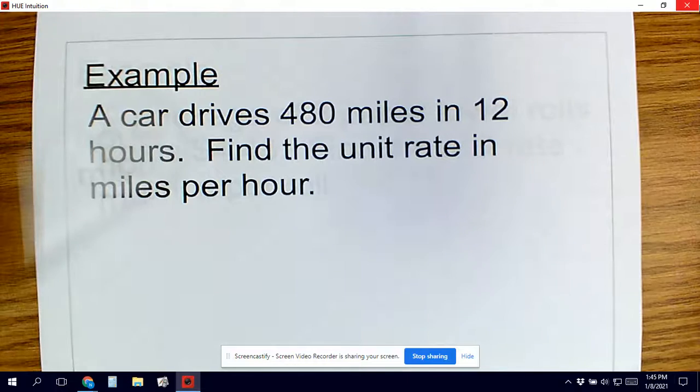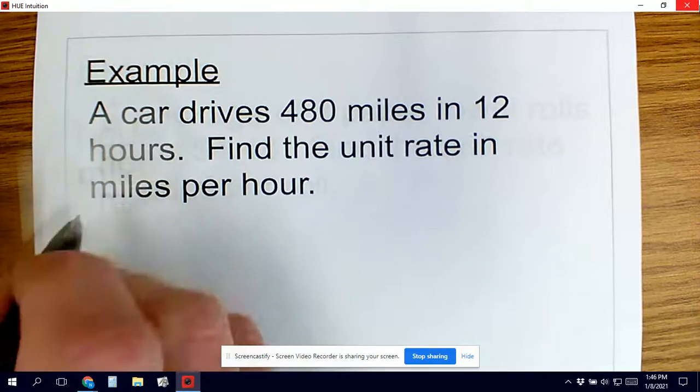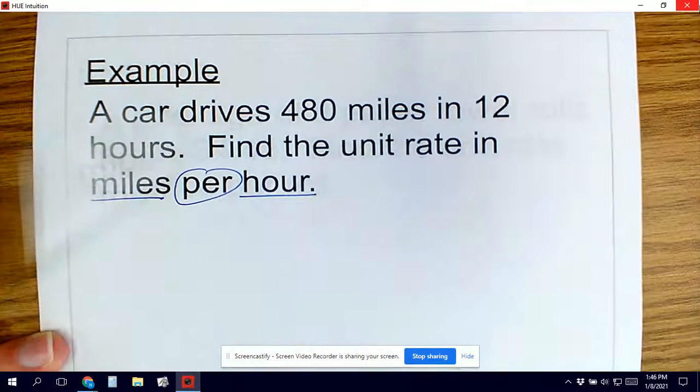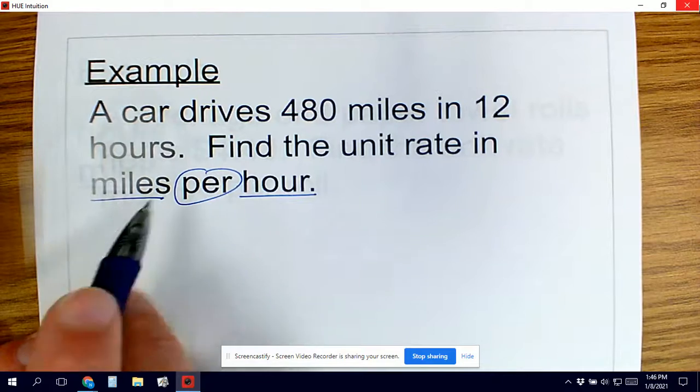All right, let's take a look at our first example. A car drives 480 miles in 12 hours. Find the unit rate in miles per hour. So hopefully you have a sheet of paper. Let's set this up. Our first step is to find the rate. And usually they give you a clue in the problem as to what order they want numbers in. In this case, they want miles per hour.